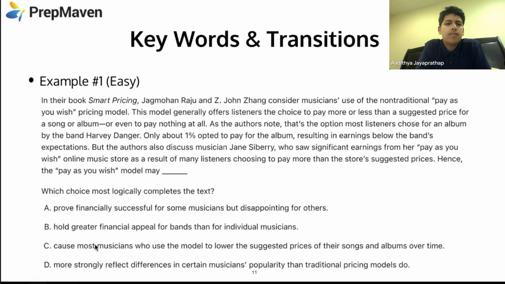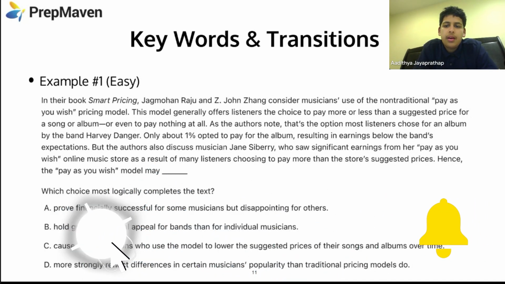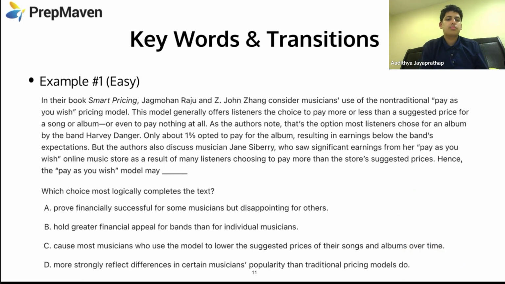Oh yeah. So for A, when I read prove financially successful for some musicians but disappointing for others, I was like, what would I have needed from the paragraph to make A the right answer? The paragraph would have needed an example of the model working for a musician and an example of the model being disappointing for a different musician, right? And the text does have that, so that's why I think it might be A. But for B, it says holds greater financial appeal for bands than for individual musicians. So what would you need to have seen in the paragraph for that to be a good answer? More pay. More pay for who? For the band. Yeah, and less pay for who? Musicians. Yeah, exactly, right? So that's what would need to happen in the paragraph.